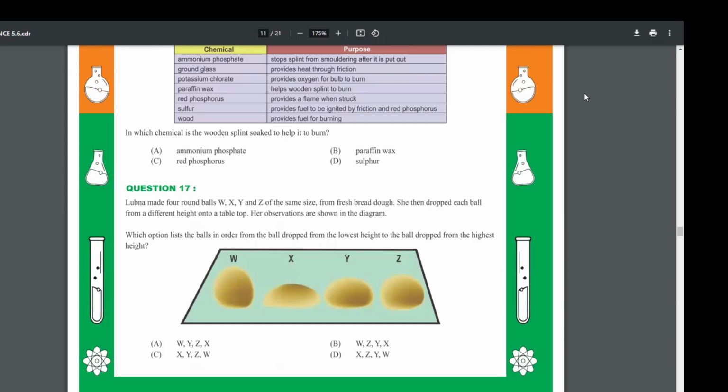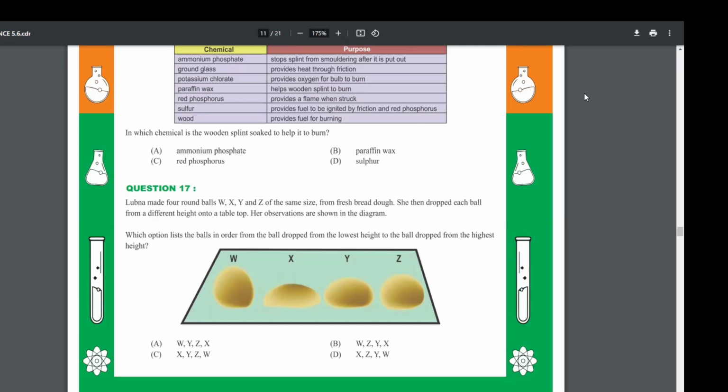Question 17. Lubna made 4 round balls W, X, Y and Z of the same size from fresh bread dough. She then dropped each ball from a different height onto a tabletop. Her observations are shown in the diagram. Which option lists the balls in order from the ball dropped from the lowest height to the ball dropped from the highest height?